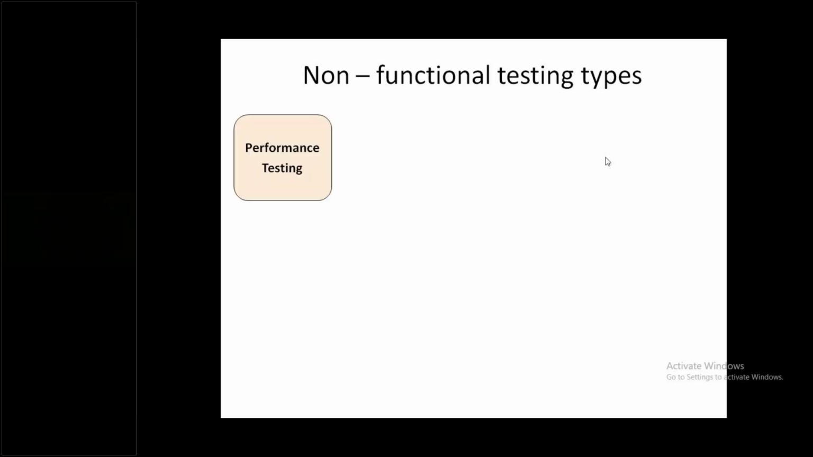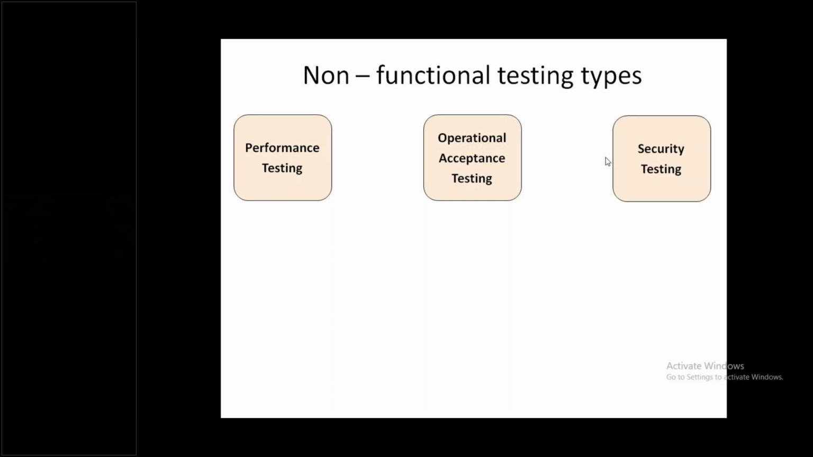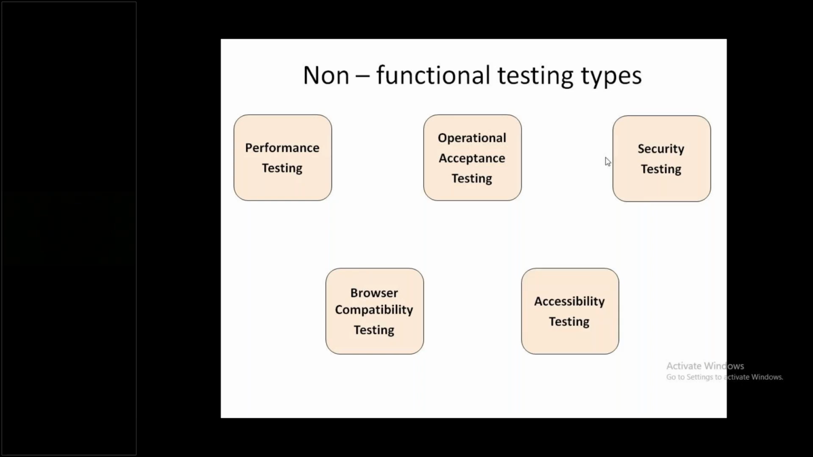So first one, performance testing, the point I told you about Tatkal ticket booking and exam results publication. Next one, operational acceptance testing or operational readiness testing, where we check whether our application is fit for use in production. Then I told you about application hacking and data breach, that is security testing. Then, can my application be accessed in different browsers? That is browser compatibility testing. Accessibility testing, can your application be accessed by differently abled or specially abled persons?